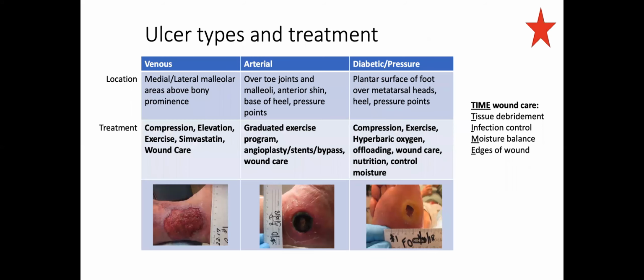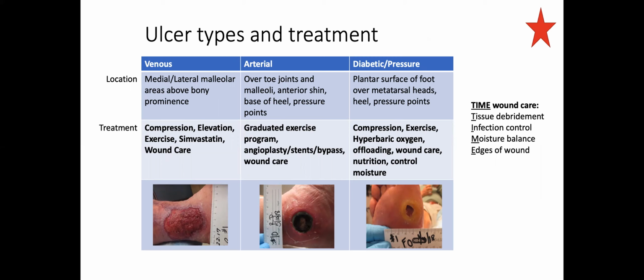Okay, so ulcer types and treatments. It's basically looking at that same slide that we had just looked at again, except we're looking at treatment. So I included the same locations just to remember. So for a venous ulcer, compression, elevation, exercise, a statin such as simvastatin, and then wound care. Arterial, you want to increase blood flow to the area. So graduated exercise programs.